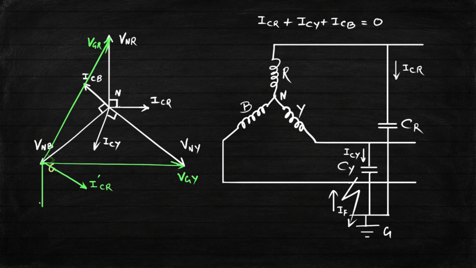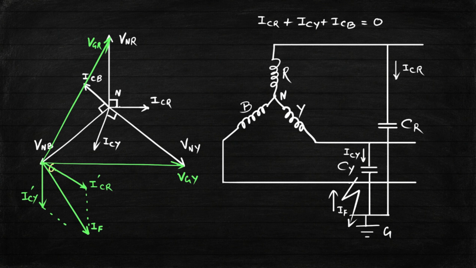Similarly, the capacitive charging current supplied by the Y phase becomes ICY dash. Why have we represented these currents with a dash? Because the voltage has changed. The capacitance itself has not changed. Since the applied voltage has changed, the capacitive charging current also changes. Now, the vector sum of these two charging currents is represented by IC. So, this is IC. And this is the fault current IF.